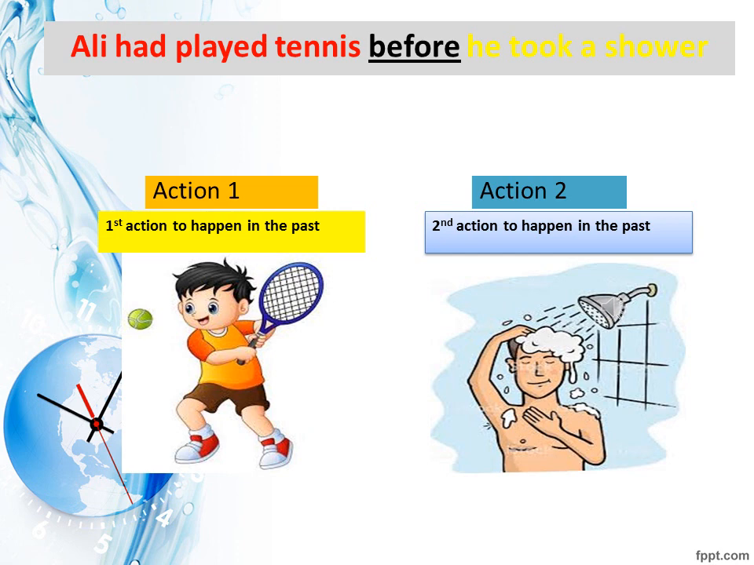So here we have two actions. Action 1 and action 2. Action 1 played tennis and action 2 take a shower. وكلا الحدثين في الماضي في الباست. Which one first? أيهما حدث أولا؟ So playing tennis هو اللي غيكون في past perfect. So Ali had played tennis before he took a shower.